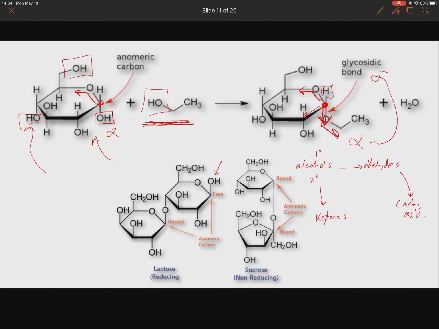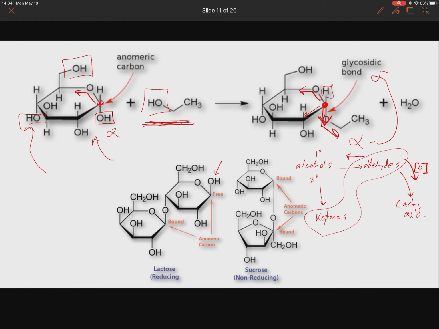Okay? So an aldehyde or a ketone at the moment is kind of right in the middle. The aldehyde's in the middle. So an aldehyde can be reduced back into an alcohol, right? Or it can be oxidized into a carboxylic acid. And those that can be oxidized into carboxylic acids are what we call reducing sugars.